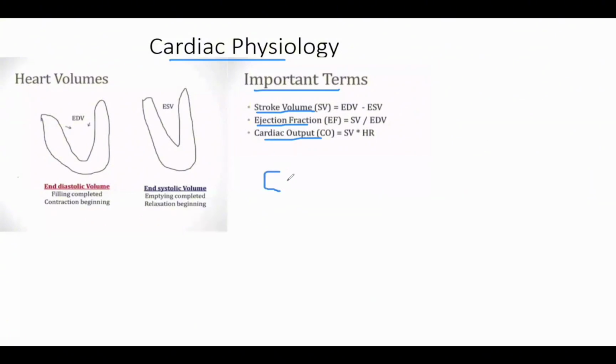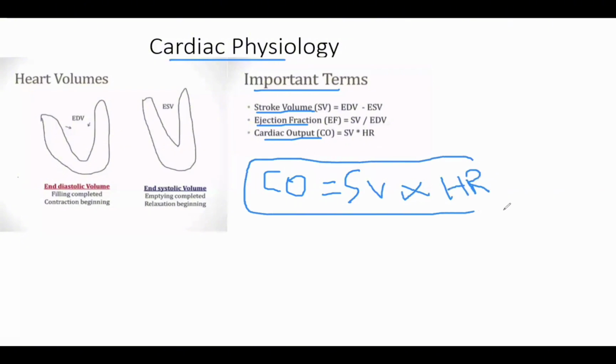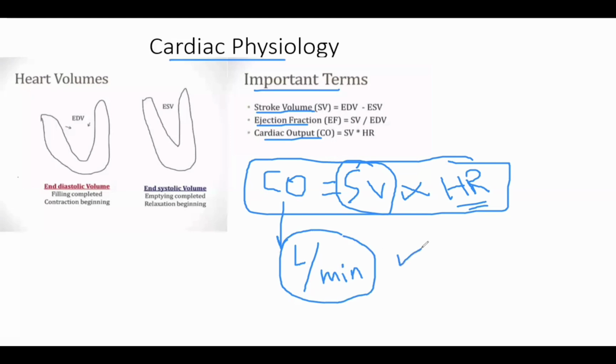The third thing is cardiac output, which is equal to stroke volume multiplied by heart rate. So cardiac output is the number of beats per minute and the volume of blood ejected per beat. So basically, the cardiac output tells us how many liters or milliliters of blood have been ejected per minute. It gives the volume of blood coming out of the heart per minute. So this is called cardiac output.